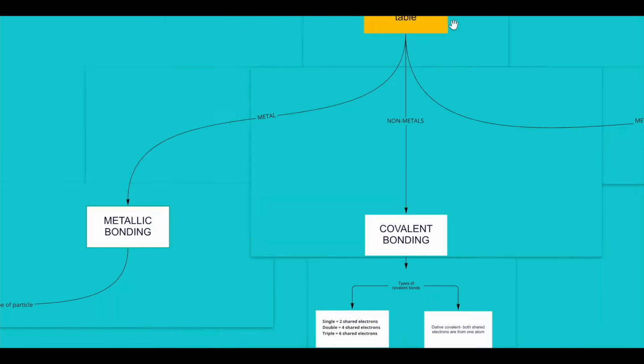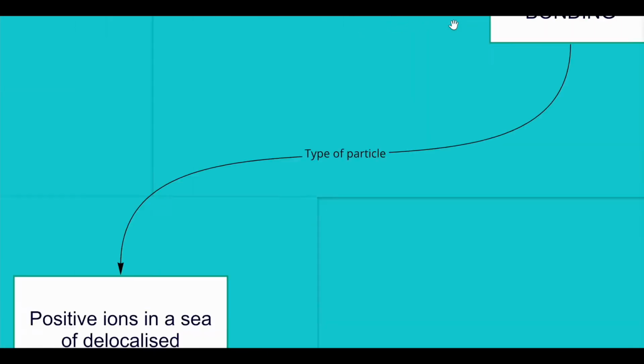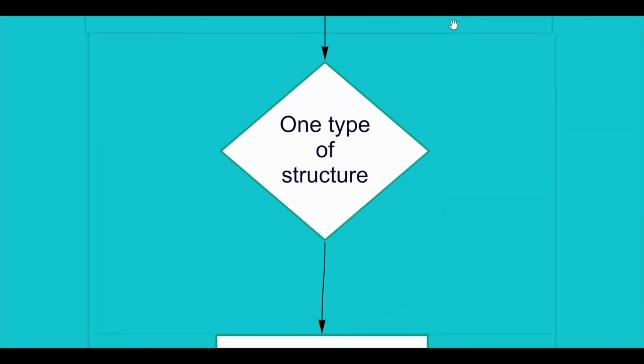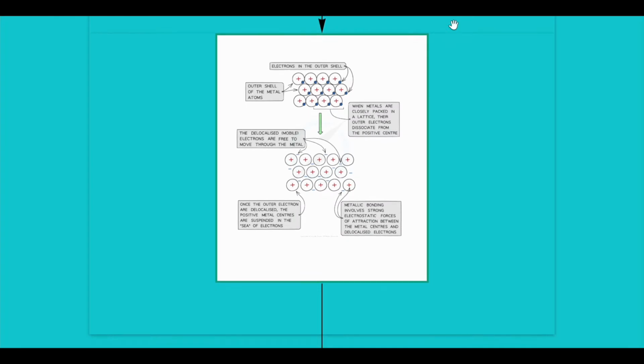Now, if we have metals involved, we're going to have metallic bonding. And metallic bonding involves positive ions in a sea of delocalized electrons. There's only one type of structure you can have, and that's going to be a giant metallic structure. So it's quite a simple route for that. Metals, you're going to have metallic bonding, giant metallic structure. And we'll look at the properties of giant metallic structures a little bit later on.